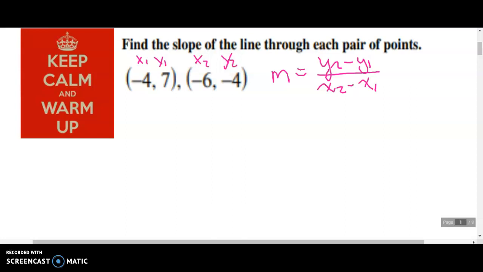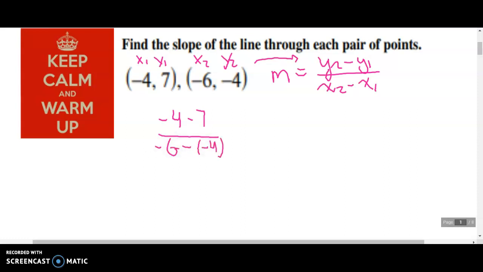It's just the x value of the first ordered pair, the y value of the first ordered pair. The x value of the second ordered pair, y value of the second ordered pair. Then we're just going to plug that into our slope formula. So I chose this slope specifically because this is a common mistake, so I want you paying attention. y2 is negative 4 minus y1 is 7 over x2 is negative 6 minus x1 is negative 4.